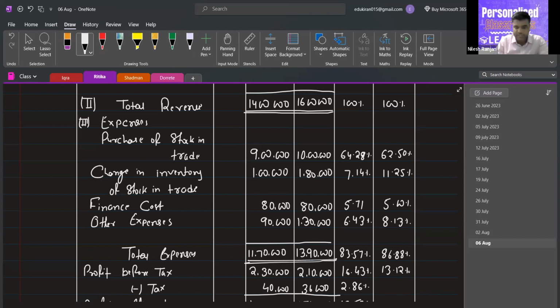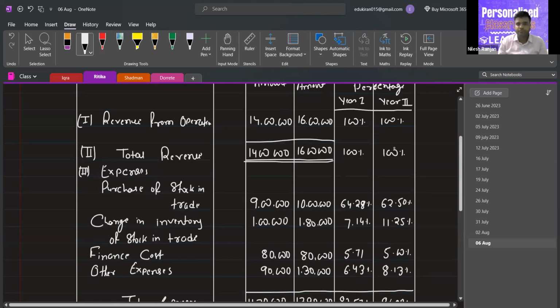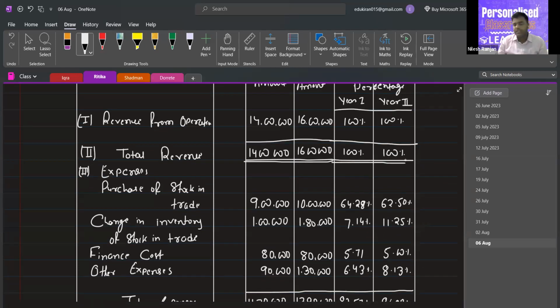Then tax, 36,000 divided by 16 lakh, it is 2.25%. And now in the last, it is 1,74,000 divided by 16 lakh, it is 10.88% or 87%. So 87.5 it is. So I have written 88. So this is our common size statement of profit and loss.